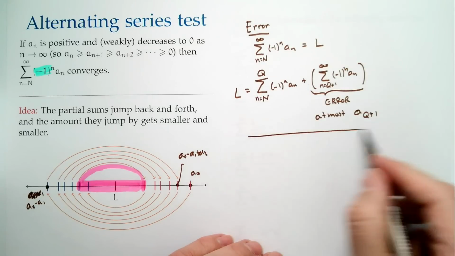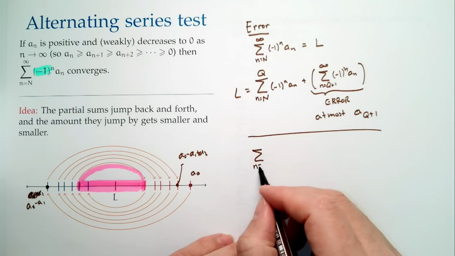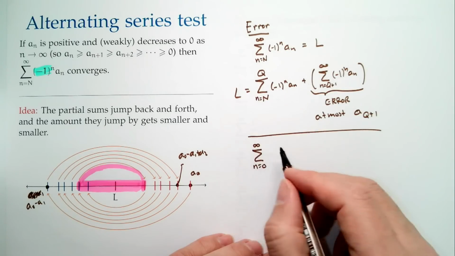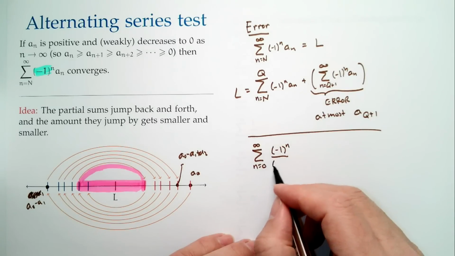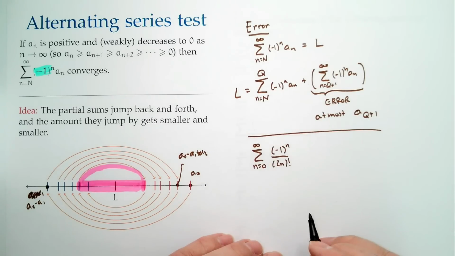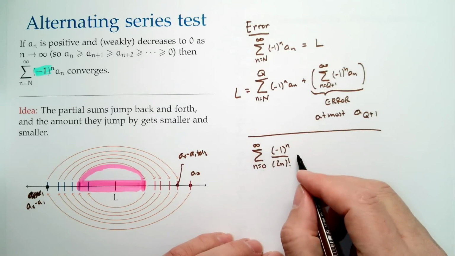So for instance, suppose I have something that looks like the following. The sum from n equals 0 to infinity of, say, negative 1 to the n over 2n factorial. Now, this turns out to have an interesting interpretation. We'll get to this later on.